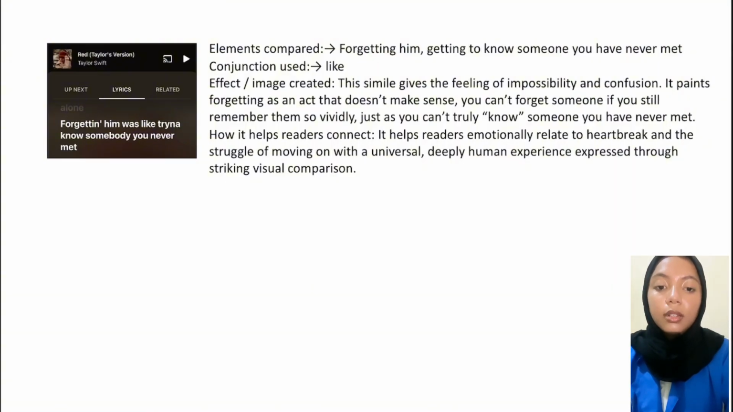It helps the reader emotionally relate to heartbreak and the struggle of moving on, a universal, deeply human experience expressed through a striking visual comparison. And that's all.